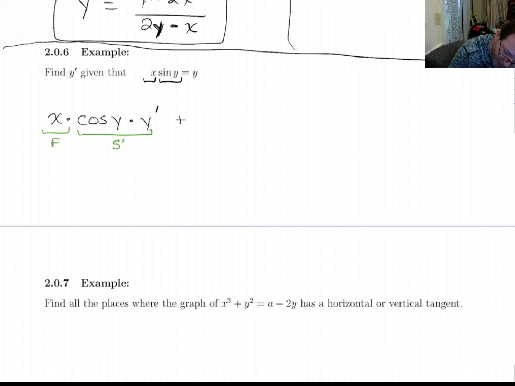plus the second times the derivative of the first. I'm going to write the 1 in there just for completeness's sake. So this is second times derivative of the first. All right, then on the other side, derivative of y is just y prime.